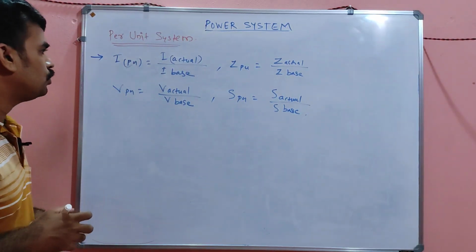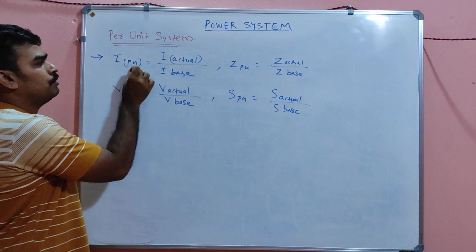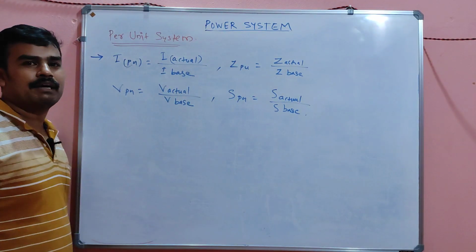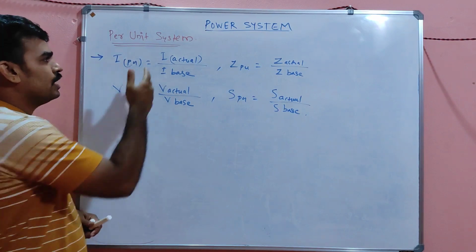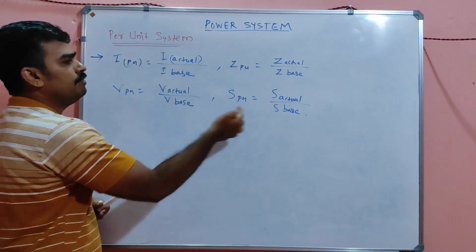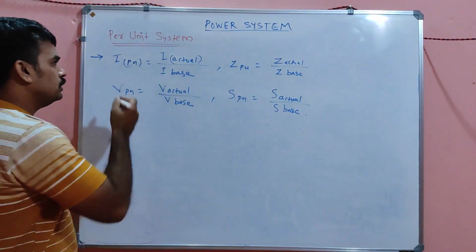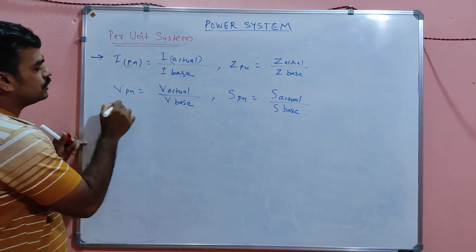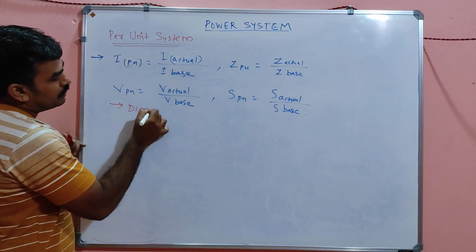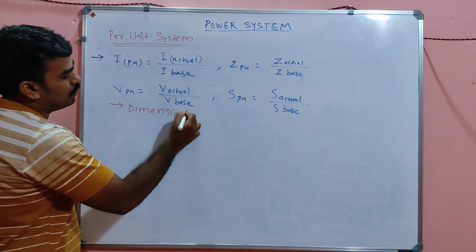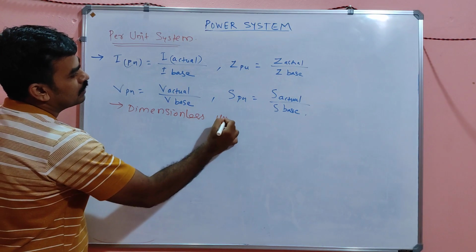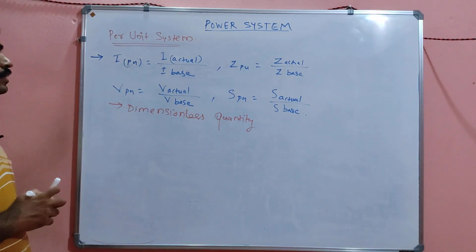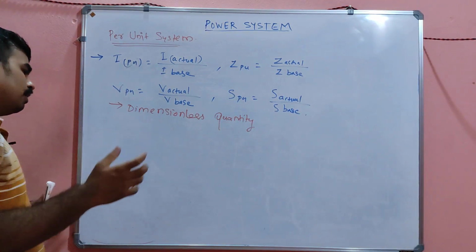So you can note one thing, my dear. In per unit quantity representation, both the numerator and denominator have the same unit: I by I, Z by Z, V by V and S by S. So the per unit system is a dimensionless quantity. So per unit quantities are dimensionless. That also you have to know.